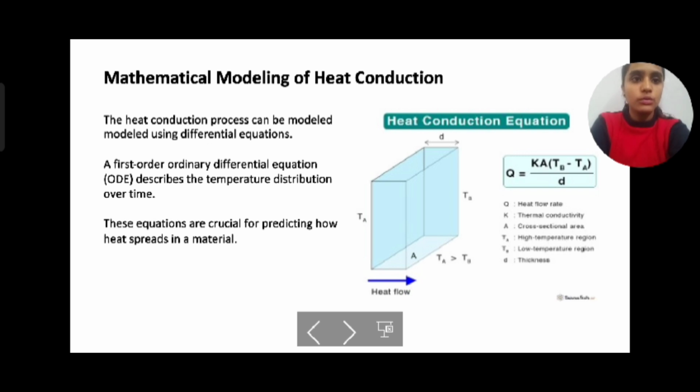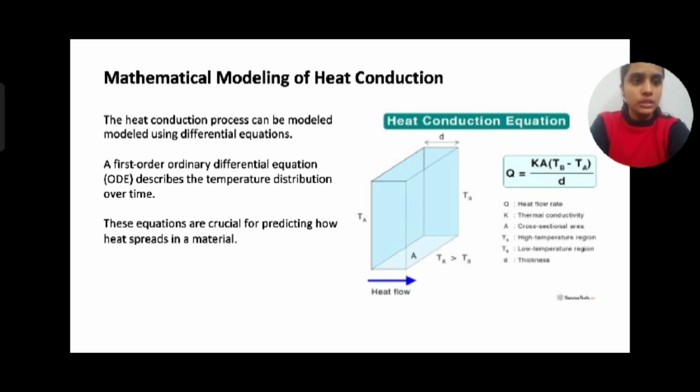Mathematical modeling of heat conduction. The heat conduction process can be modeled using differential equations. A first order ordinary differential equation describes the temperature distribution over time. These equations are crucial for predicting how heat spreads in a material.